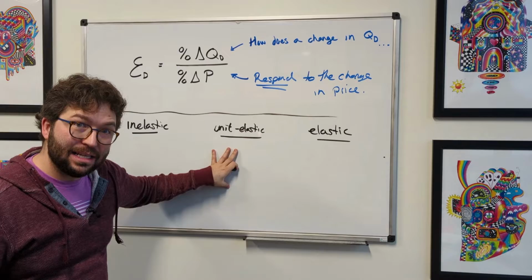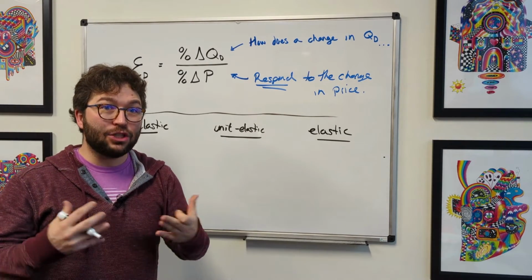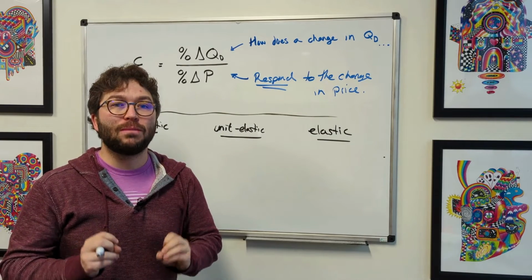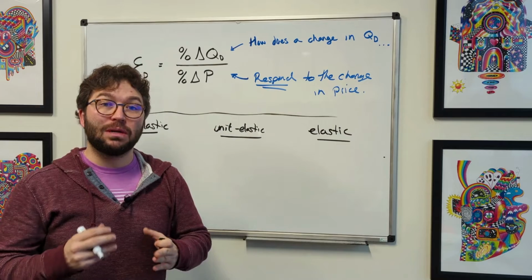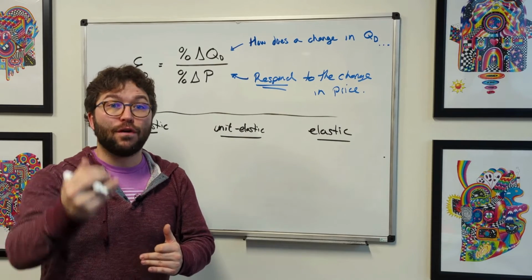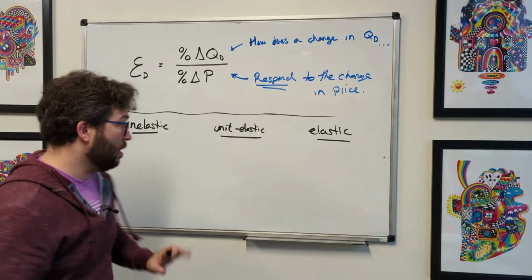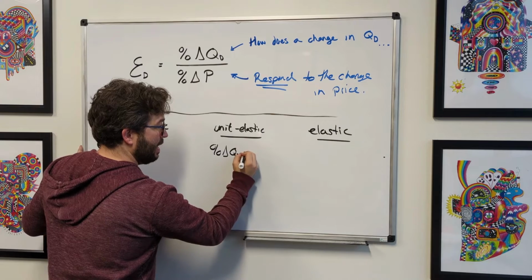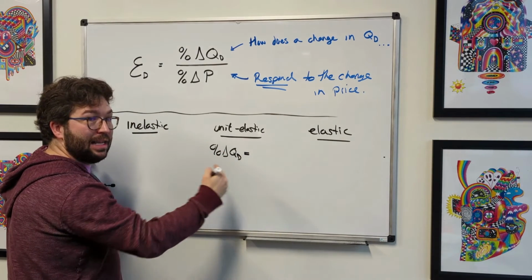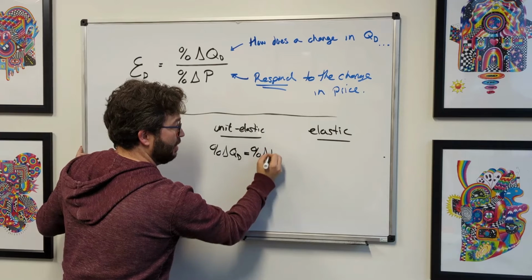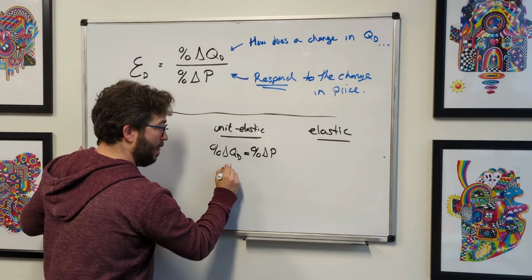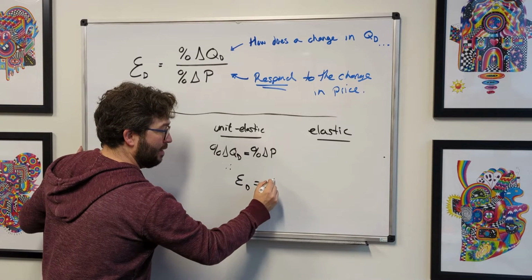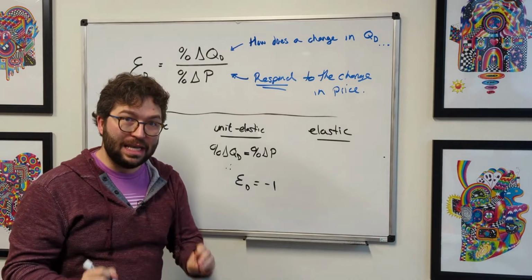The unit elastic is telling me that when the price changes, the quantity demanded is going to change in proportion with that. So it's going to be the same change. For example, if a price goes up by 25%, the quantity demanded is going to fall by 25%. What does that mean? Well, that means that the percentage change in the quantity demanded is acting the exact same way. It's responding in the same way as the percentage change in price. What does that tell me? Therefore, I know that my elasticity of demand is going to equal -1.